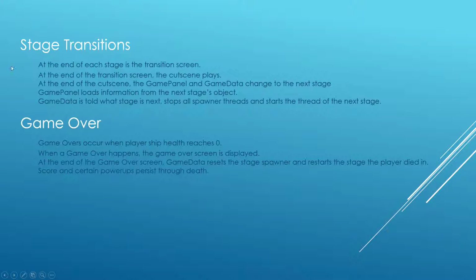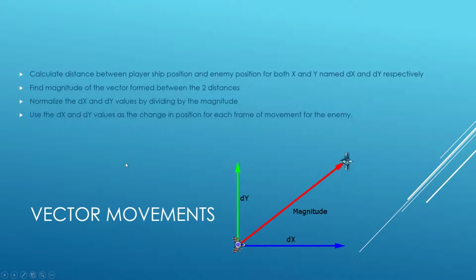So a stage transition happens when the stages end or when you get a game over. A stage transition, what it does is it makes the stage object in Game Panel into the next stage or the current stage, depending on what kind of transition you're getting, and then it stops the thread and then starts the thread of the stage that you are going into, depending on what transition you get. So there are two kinds of transitions. There's a next stage transition and there's a game over transition. A next stage transition is a transition that puts you into the next stage. A game over transition is a transition that puts you back into the same stage that you died in.